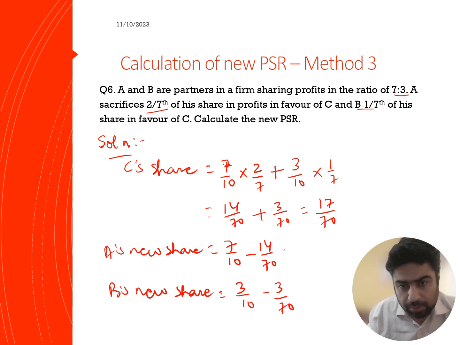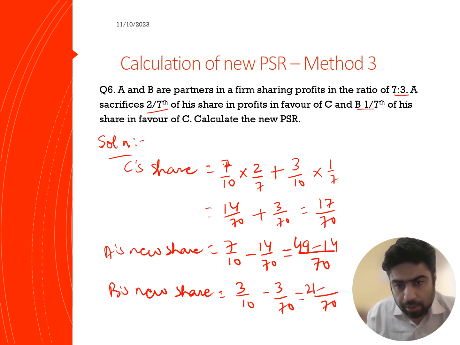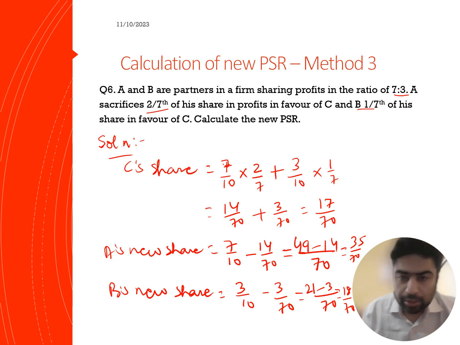So once we do this, we'll write 70 here: 70, 10, 7, 49 minus 14, right? And here also 70, 10, 70, 21 minus 3, right? So this will give us a value of 35/70 and this will give us a value of 18/70, right? 35/70 will be A's new share, and 18/70 is B's new share.